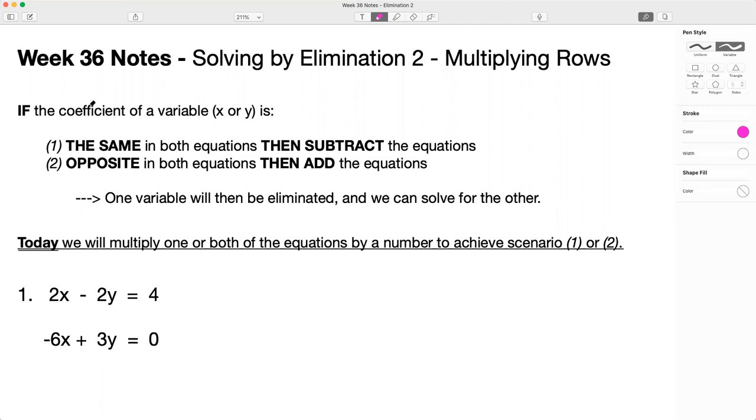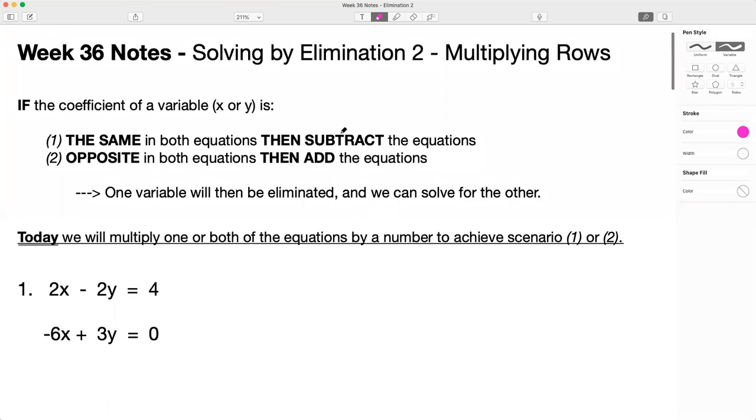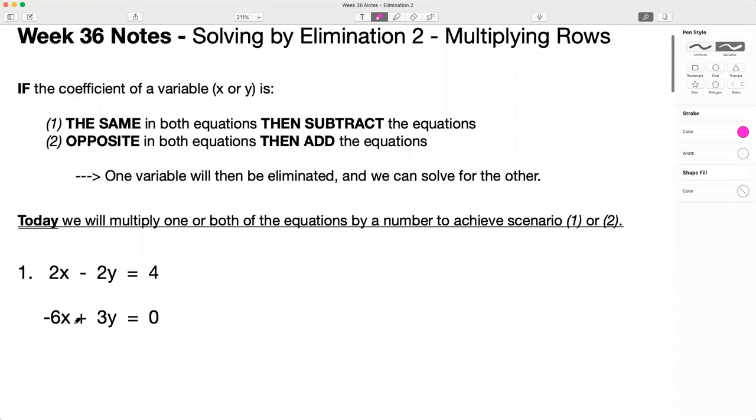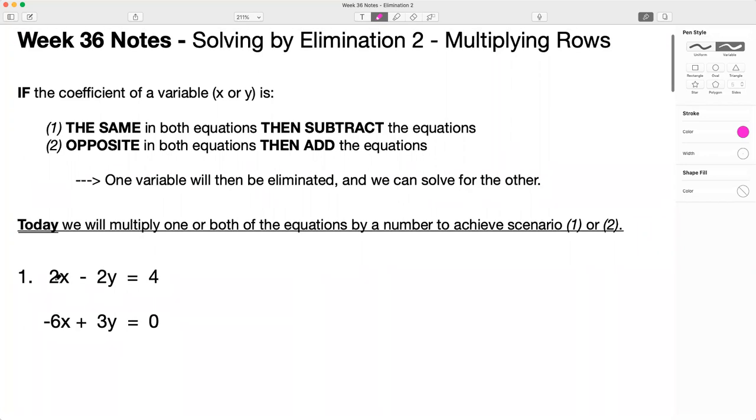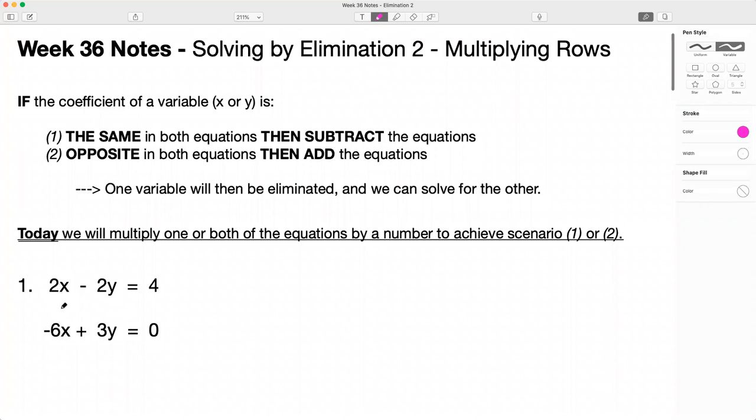If the coefficient of a variable, x or y, is the same in both equations, then you subtract the equations. So you're looking at both equations. For example, here in number 1, you're looking to see if the coefficient, meaning the number in front of the variable, is the same for both of the x's or both of the y's. In that case, you would do something. But in this number 1, I'm noticing they're both different. This is a 2 and this is a -6 for the x's. And then this is a -2 and this is a 3 for the y's. So they're all different here.